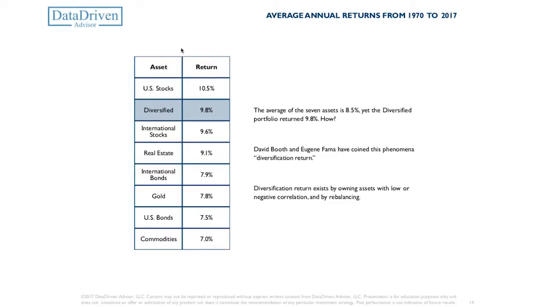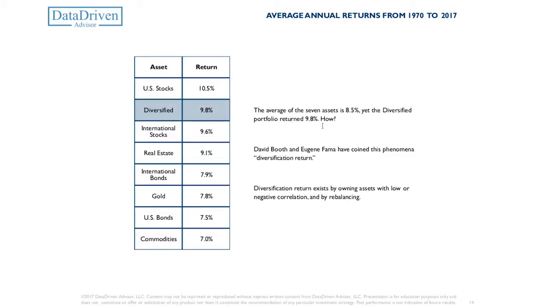These are just the numbers behind the graphs we just saw. Average annual return for those 7 asset classes and then that diversified portfolio. What's interesting is that if you take out your calculator and you calculate the average return of these 7 assets, you'll come up with 8.5%. Yet I'm telling you that you actually would have earned 9.8%.